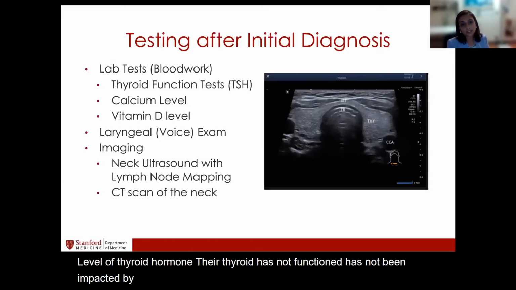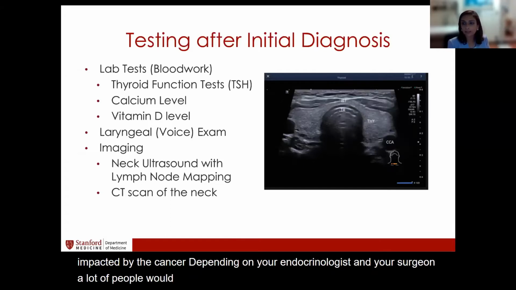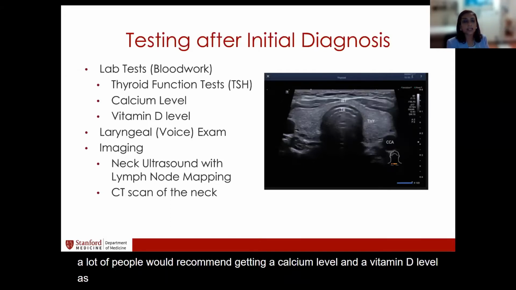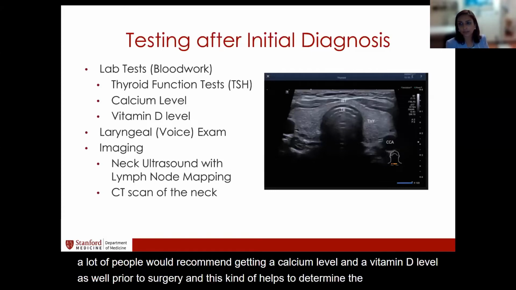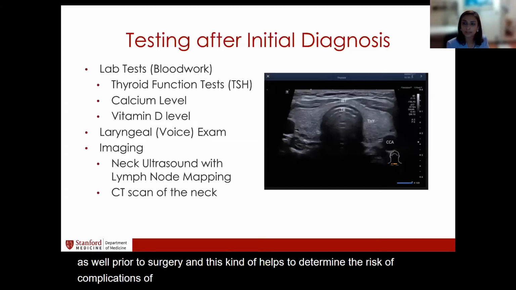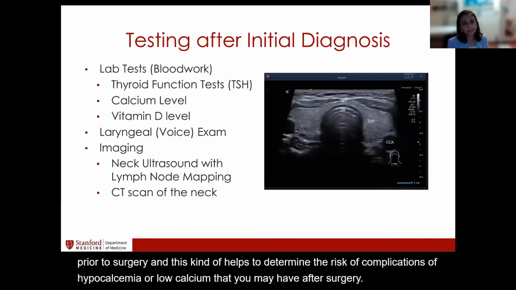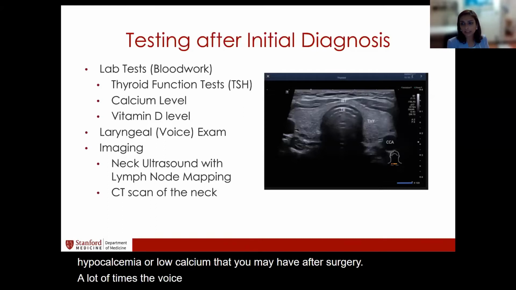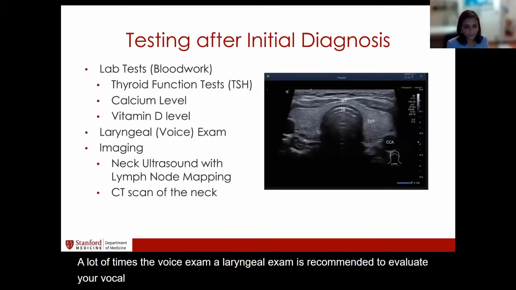Depending on your endocrinologist and your surgeon, a lot of people would recommend getting a calcium level and a vitamin D level as well prior to surgery. This helps to determine the risk of complications of hypocalcemia, or low calcium, that you may have after surgery. A lot of times a voice exam, a laryngeal exam, is recommended to evaluate your vocal cords prior to surgery. We do that here at Stanford.